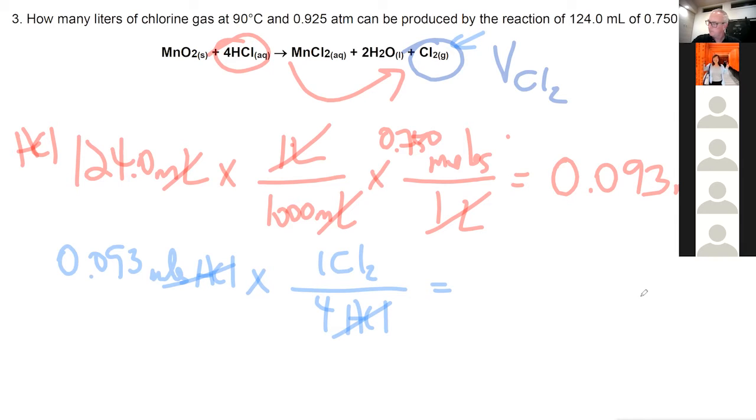0.02325 moles of chlorine gas. So now that I have that's the amount of product we would make. And normally we'd be done at this point because normally our stoichiometry equation is like how many moles. Maybe we convert it to grams.